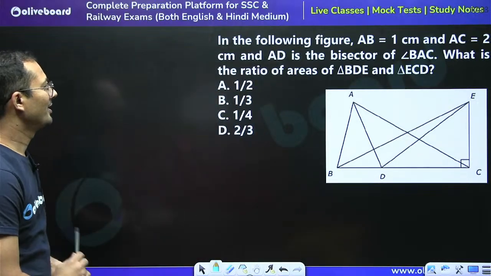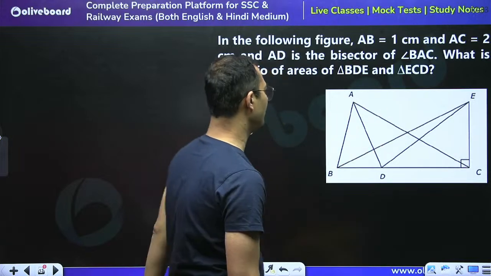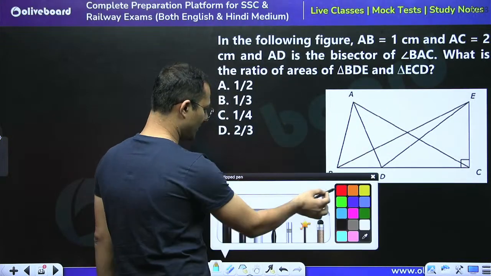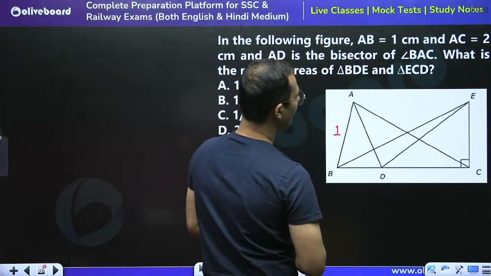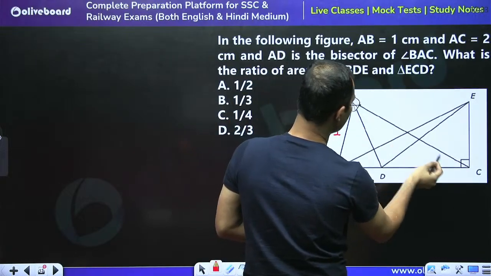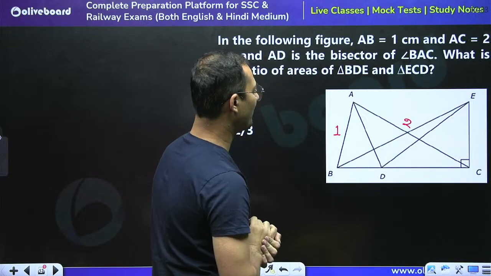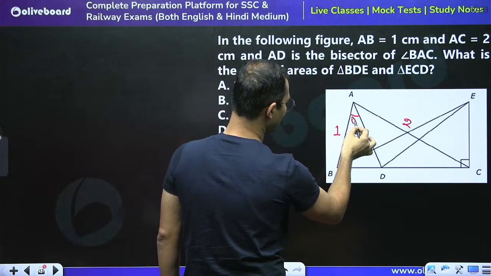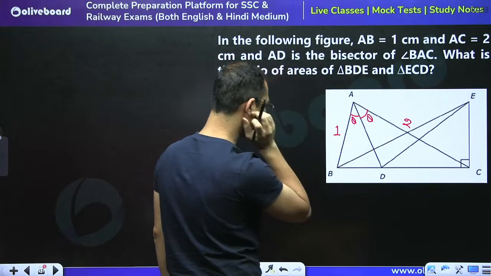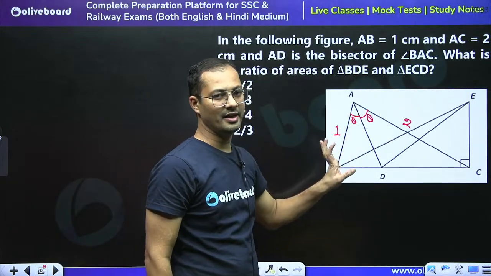In the following figure, AB is equal to 1 centimeter and AC is equal to 2, right? And AD is the angle bisector. Angle bisector means this angle is theta, so this angle is also theta, meaning AD is bisecting the angle A, right?